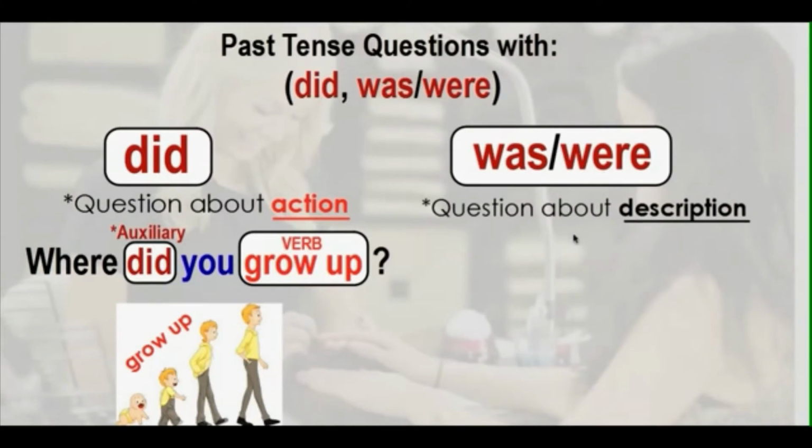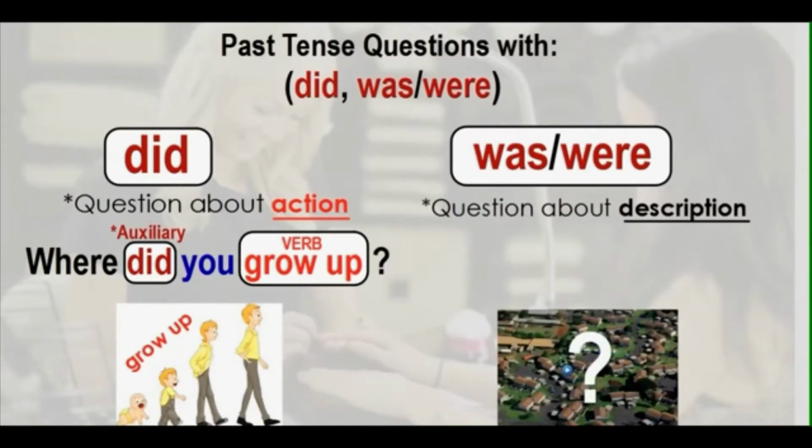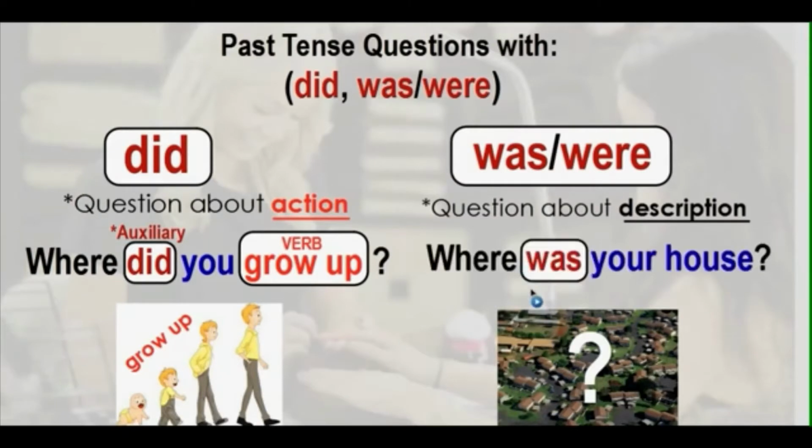Now, was and were is different, because it's a question about description. So if I want to know your house location when you were young, I would use was and were, because it's a question about a description. So I'd say, where was your house? Now notice when I use was or were, there is no other verb in the question. It's the only verb. This is not a question about action, it's a question about description. So was and were are the only verbs.